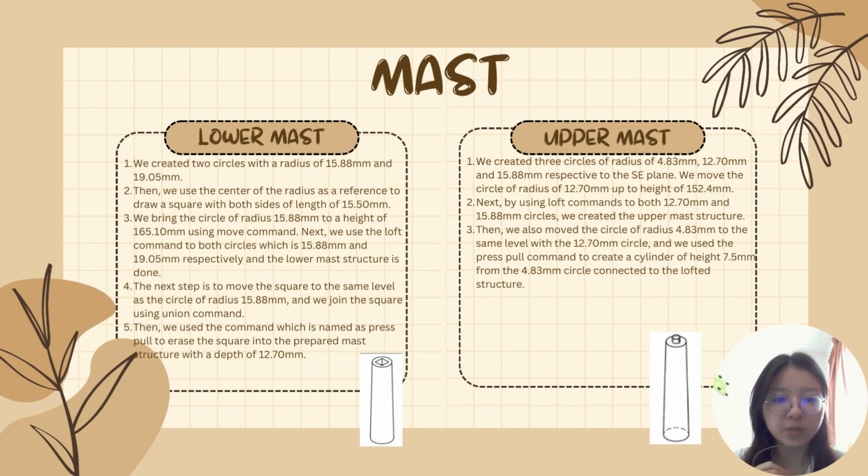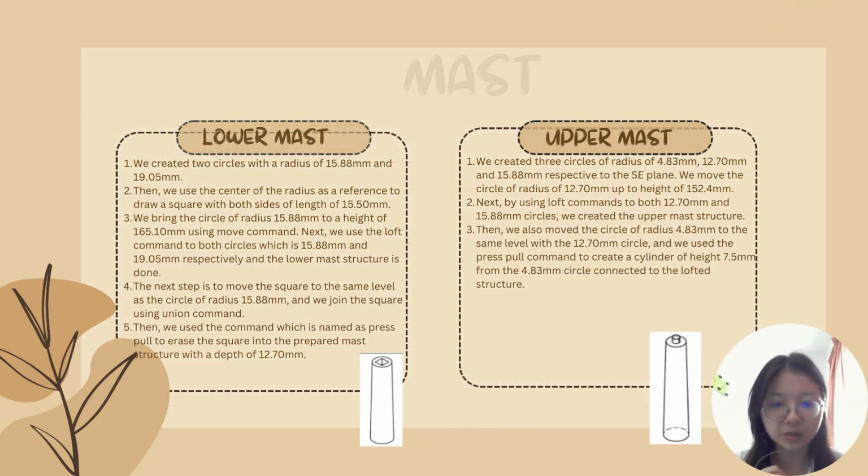We continue by moving the circle of radius 4.83 millimeter to the same level with the 12.7 millimeter circle. Then we use the press pull command to create a cylinder of height 7.5 millimeter from the 4.83 millimeter circle connected to the lofted structure.